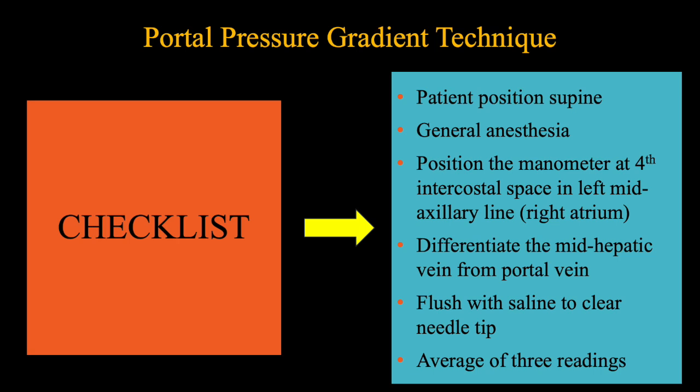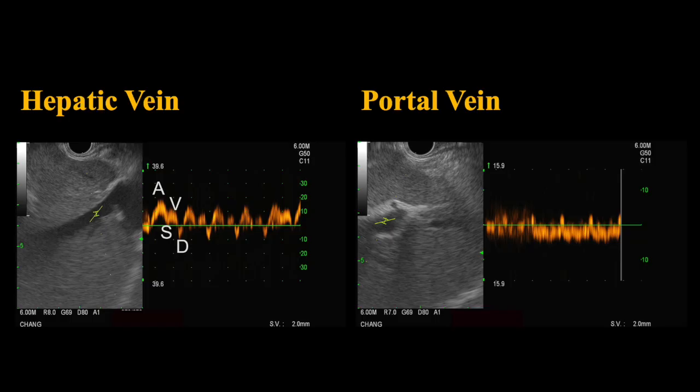Prior to puncture, it is important to differentiate the mid-hepatic vein from the portal vein. The mid-hepatic vein is punctured at 2 cm where it joins the IVC. The mid-hepatic vein has a thin wall with a 4-phased pulse wave pattern versus a thick, hyperechoic margin with uniform venous hum of the portal vein.